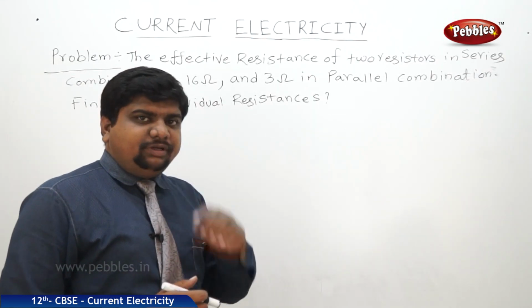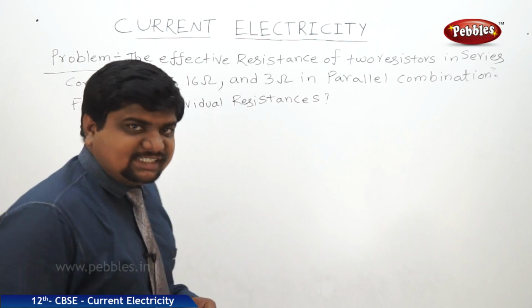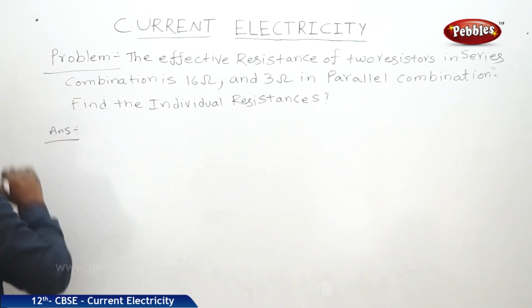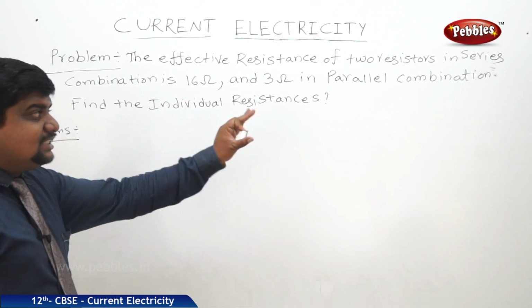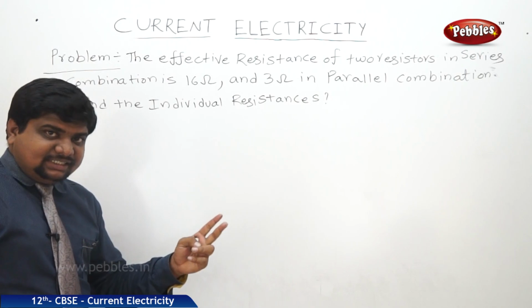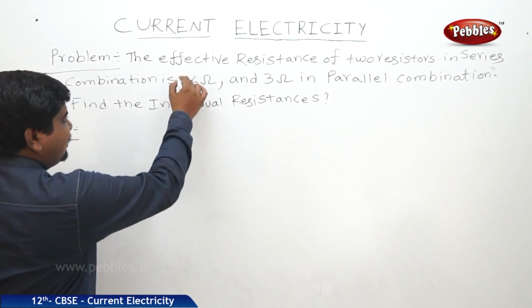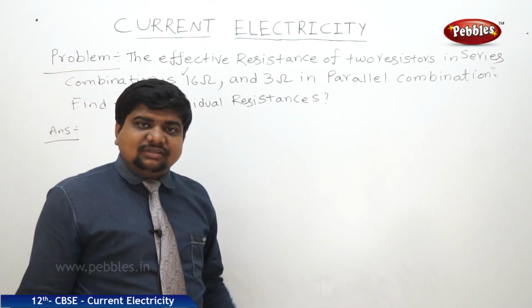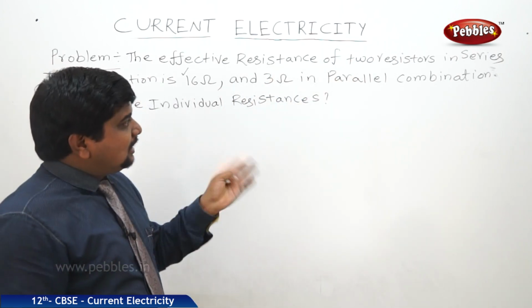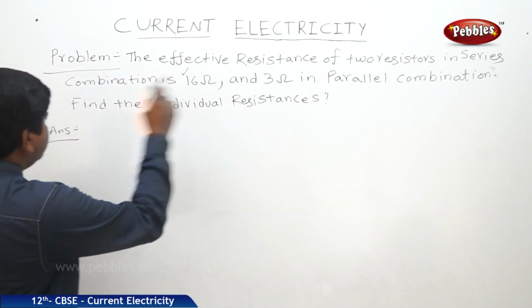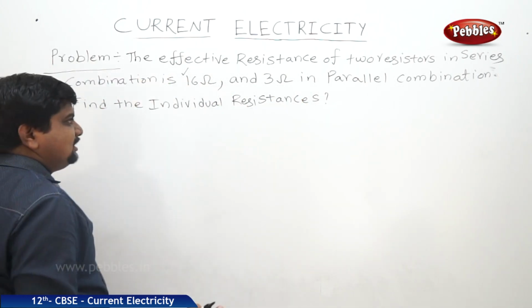Now, we will see one problem which is based on the grouping of resistors. The question is like this. The effective resistance of two resistors in series combination is 16 ohms. Means, if two resistors are connected in series, their effective resistance is 16 ohms. And if the same resistors are connected in parallel combination, their effective resistance is 3 ohms.